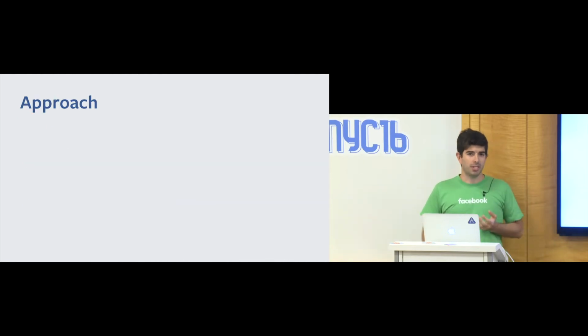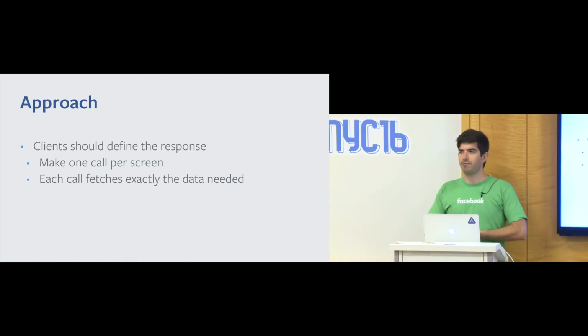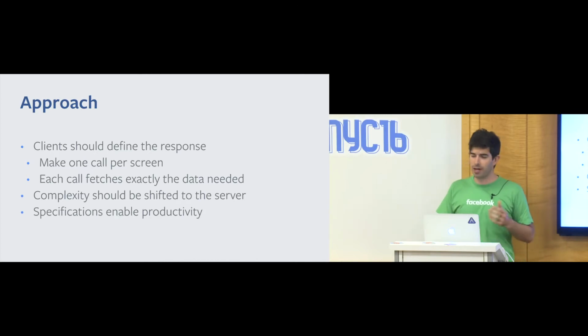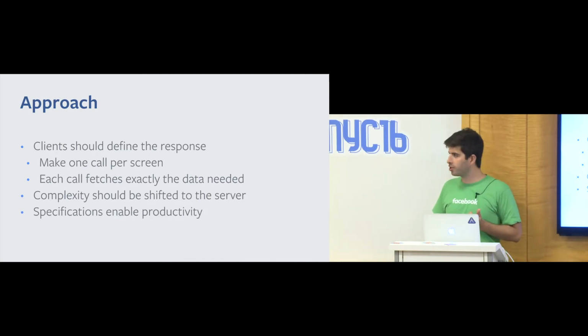So thinking about these things, we came up with an approach where the client should define the response. The software engineer building the client is in the best place to identify what they need to display their screen. We want to make exactly one call every time what we're displaying changes, and each of those calls should fetch only what it needs, no more, no less. And we want to push as much complexity onto the server as possible. Even if the total system is more complex to support this behavior, you control the server completely, and that's where it's better to have this kind of code living. And this final one, which I don't think was one of the original motivations of GraphQL, is that specifications enable productivity.